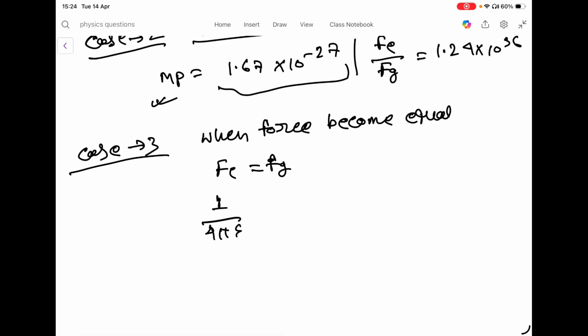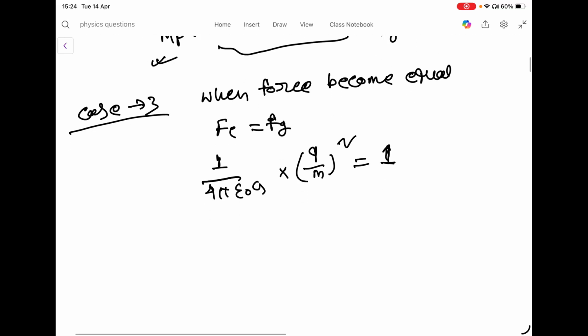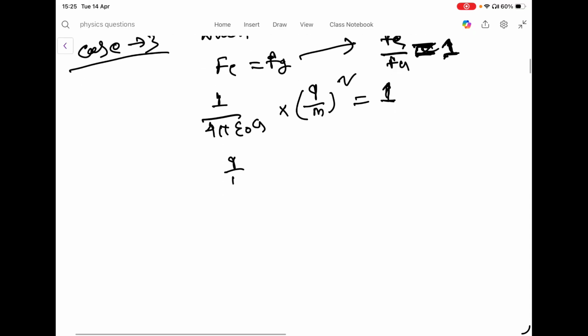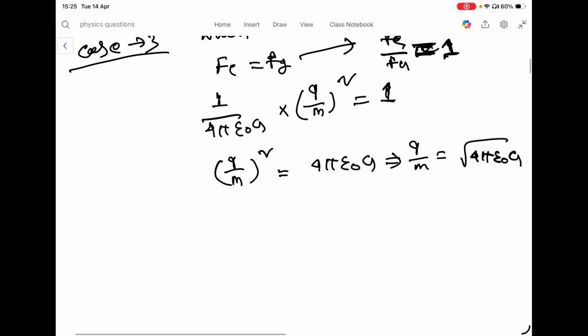This will be 1 by 4 pi epsilon naught into G into (Q by M) whole square equal to 1, because we already know the value of F E by F G, right? Here both will be equal, so just write the ratio equal to 1, right? So you can easily write here (Q by M) whole square equal to 4 pi epsilon naught into G. So you will get Q by M equal to root under 4 pi epsilon naught into G, right?